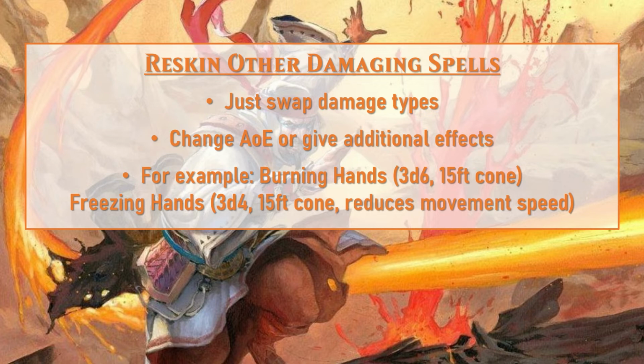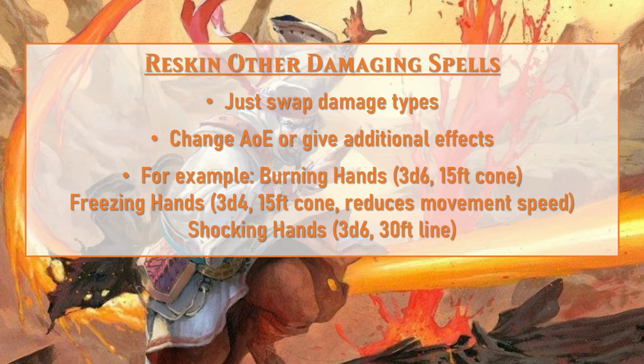Similarly, you could do something like Shocking Hands, that's a 30-foot line instead of a 15-foot cone, still dealing 3d6 damage and still a dex save, but just changing that area of effect, from a 15-foot cone to a 30-foot line. These three spells are fundamentally fairly balanced, just a little different and make a little more sense for the kind of element being used.